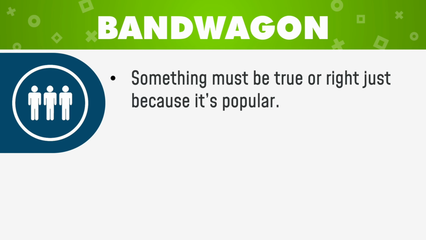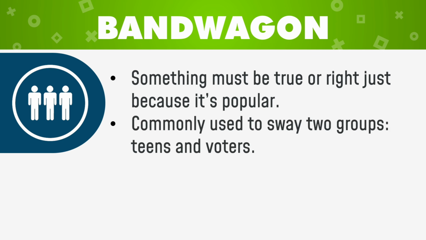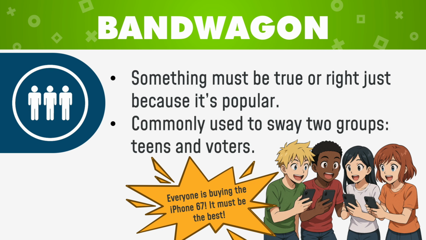Bandwagon. These are arguments urging you to follow the same path that everyone else is taking. This technique is commonly used to sway 2 groups. Teens, because they want them to buy something, and voters, because they want a particular candidate to look popular. Everyone is buying the iPhone 67. It must be the best. It's good to remember that popularity doesn't equal proof.